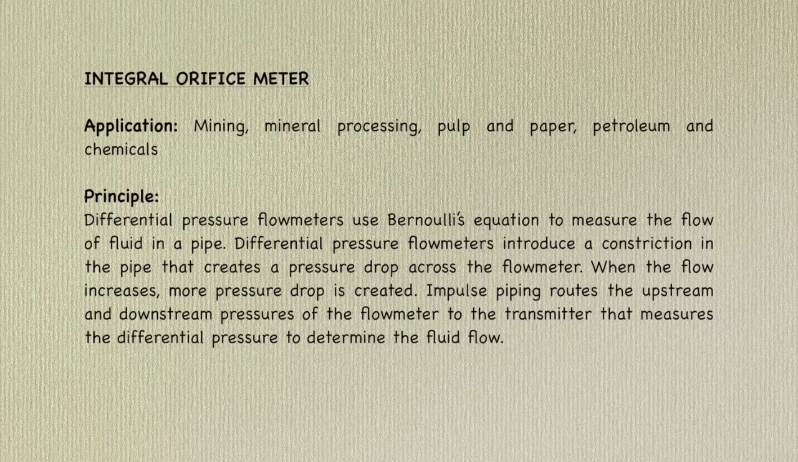Differential pressure flow meters use Bernoulli's equation to measure the flow of fluids in a pipe. Differential pressure flow meters introduce a constriction in the pipe that creates a pressure drop across the flow meter. When the flow increases, more pressure drop is created. Impulse piping routes the upstream and downstream pressures of the flow meter to the transmitter that measures the differential pressure to determine the fluid flow.